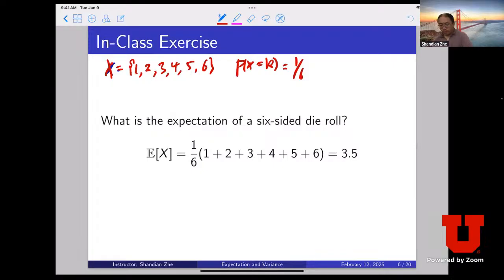And then if we want to calculate the expectation, as we mentioned, we just do a weighted average of every possible value x. So you have 1, 2, 3, 4, 5, 6, six possible values, and each possible value has an equal chance. That means their weight is 1 over 6. So the expectation is simply the average of these six values, which is 3.5. Any questions?